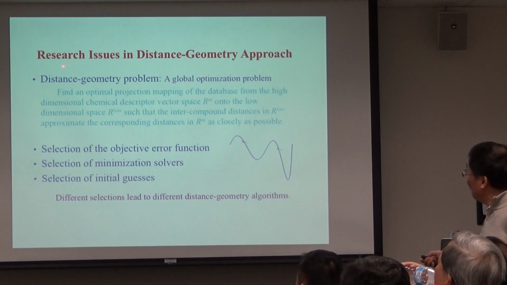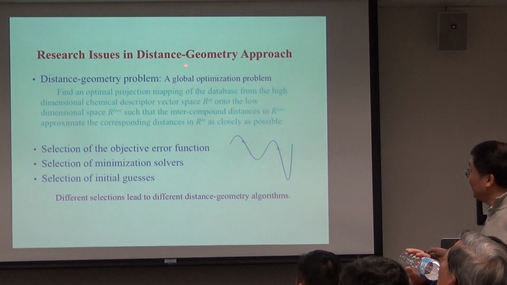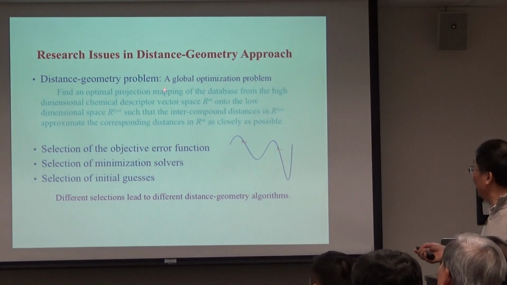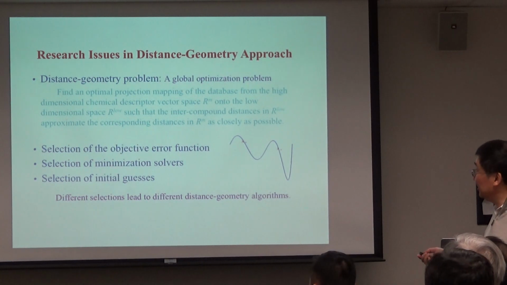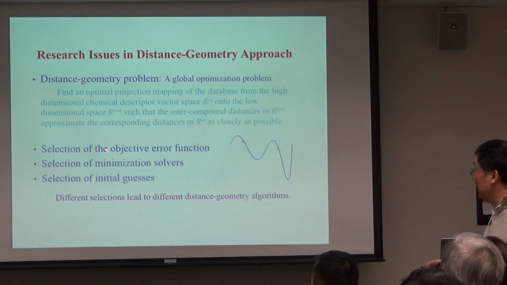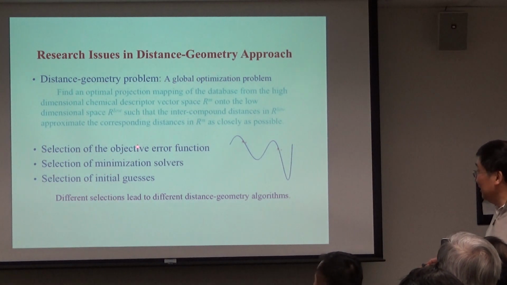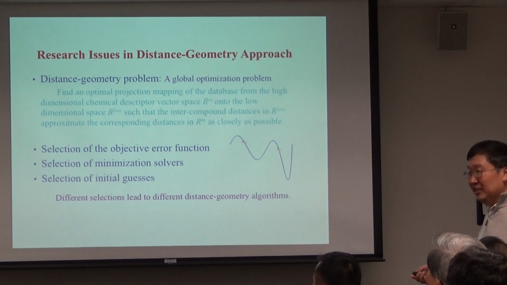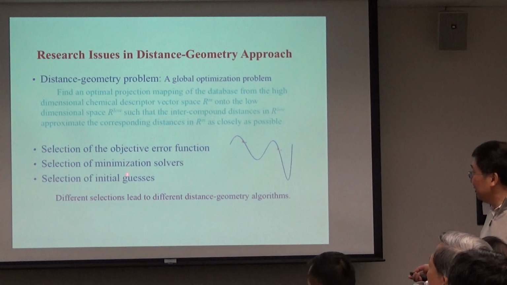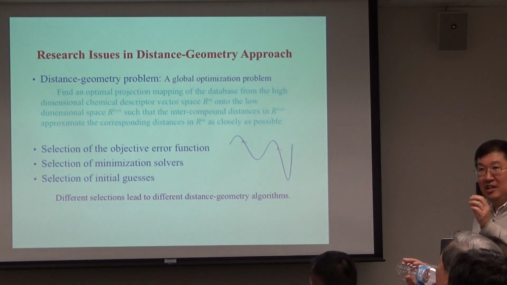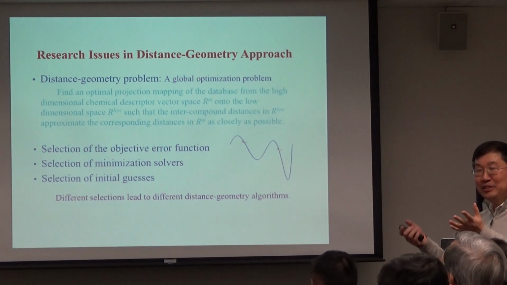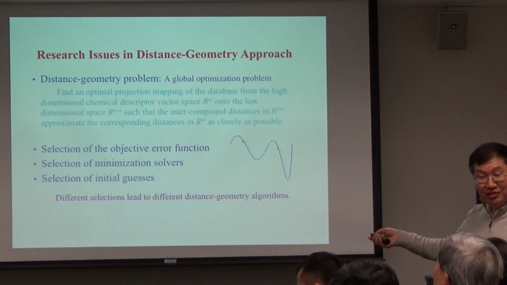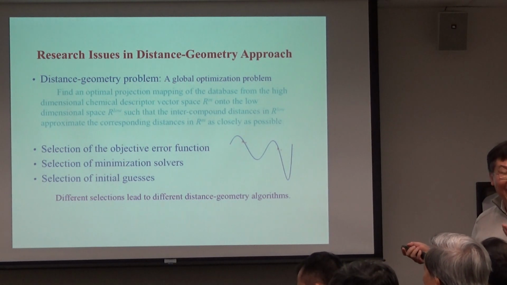Okay. Before we do that, I'll explain a little bit about what the distance geometry approach means. Okay. The distance geometry problem is a global optimization problem. So you have to pick an objective error function, and then you find a minimization solver, and then you have to give an initial guess. So that's three problems you have to consider for any given new database. For example, if you want to carry out this approach, you have to consider these three issues. How will you do them?